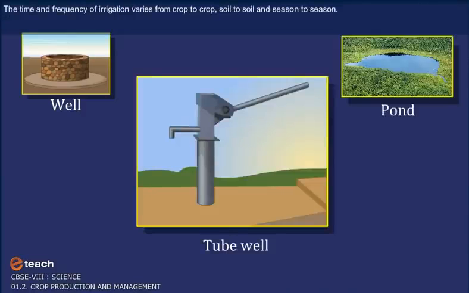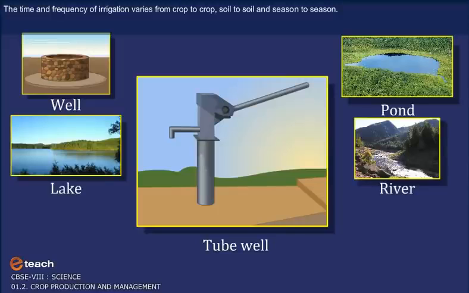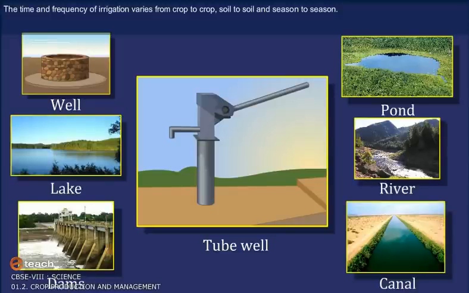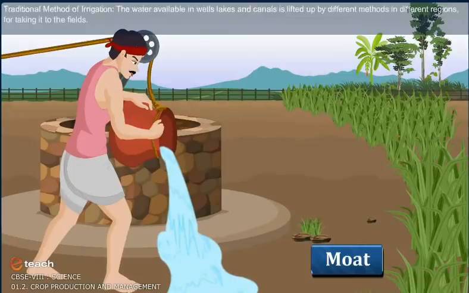The time and frequency of irrigation varies from crop to crop, soil to soil, and season to season. Sources of irrigation. The sources of irrigation are wells, tube wells, ponds, lakes, rivers, dams, and canals.